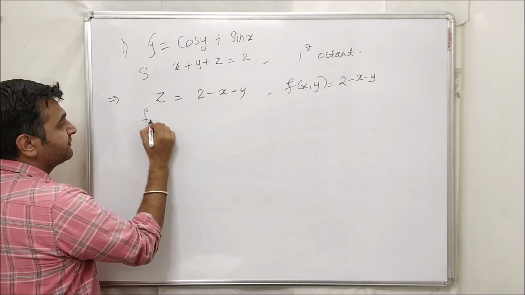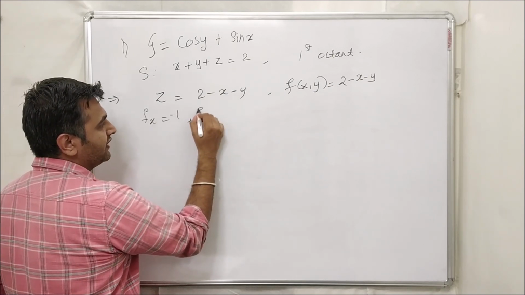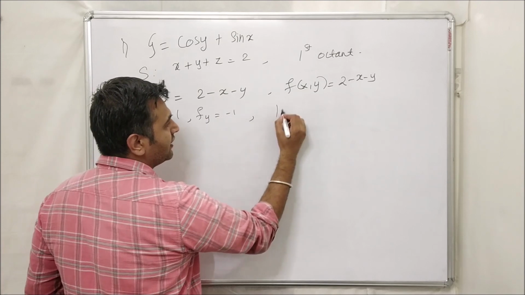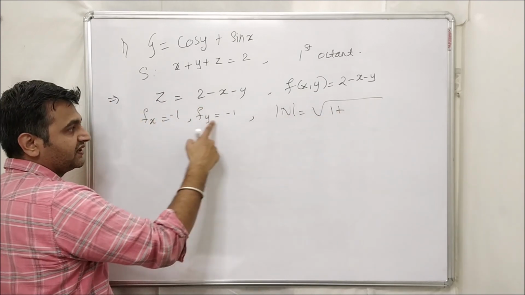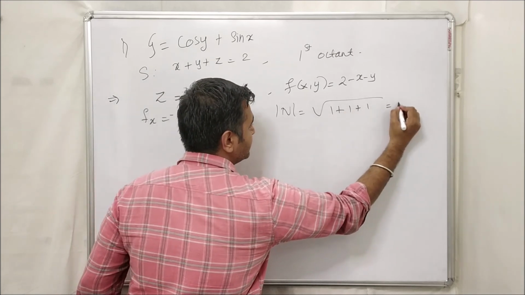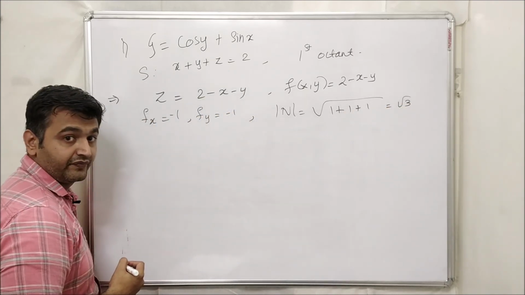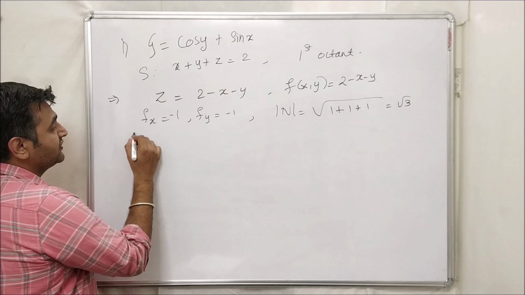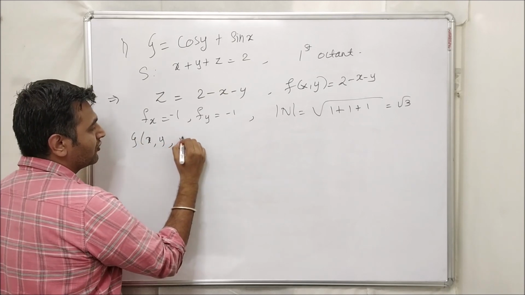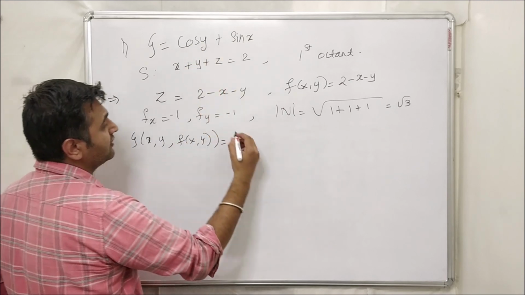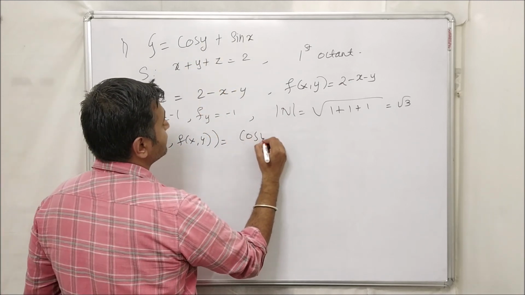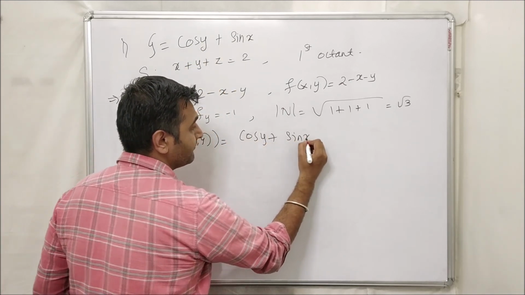You find f with respect to x, which is minus 1, f with respect to y, which is minus 1. So what is mod of n? It is square root of 1 plus this square plus this square. So 1 plus 1 plus 1, which is root 3. And what is your g of x comma y comma f of xy? There is no z over here, so it is the same thing. It is cos of y plus sin x.